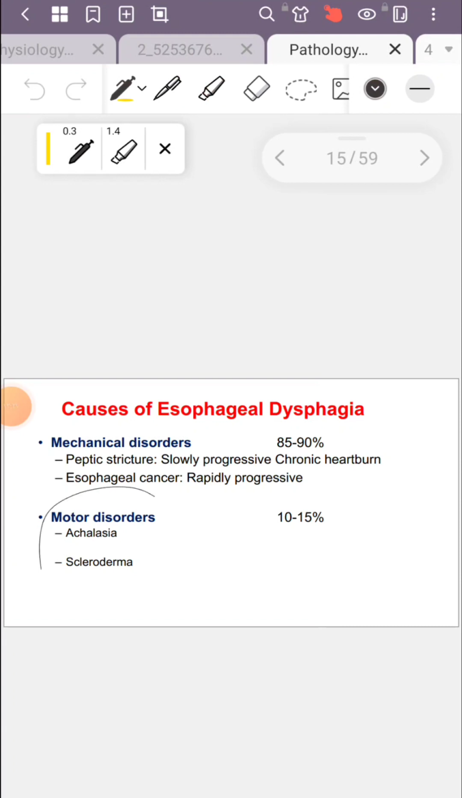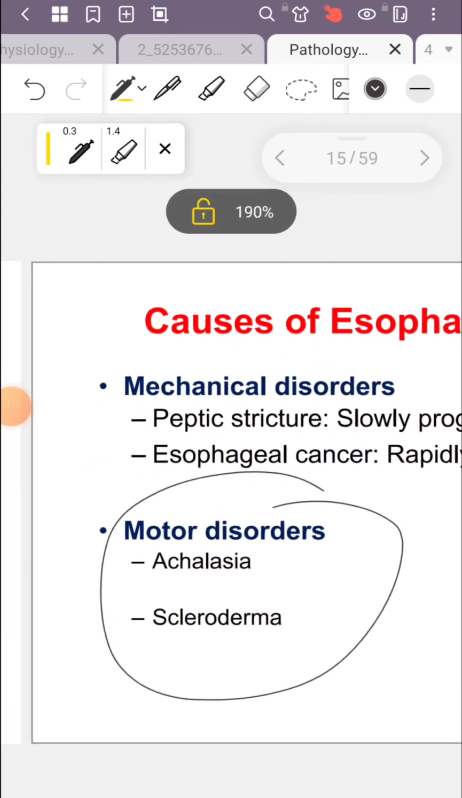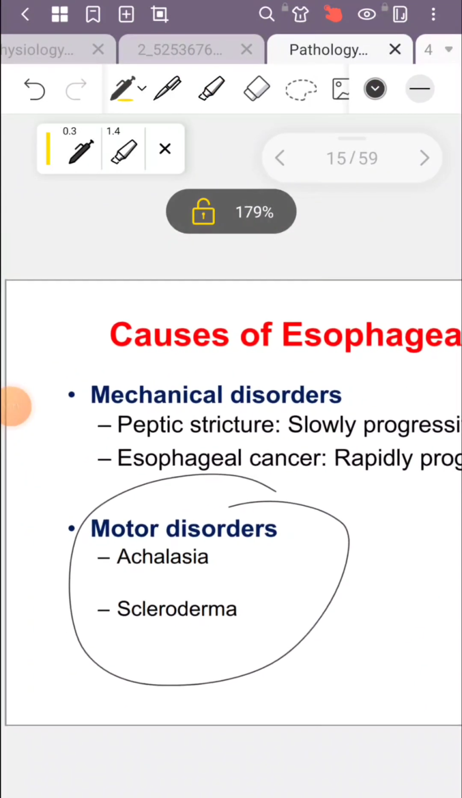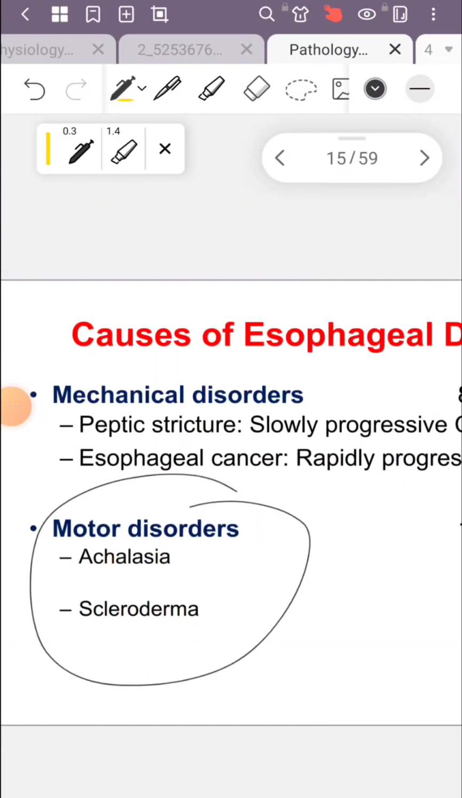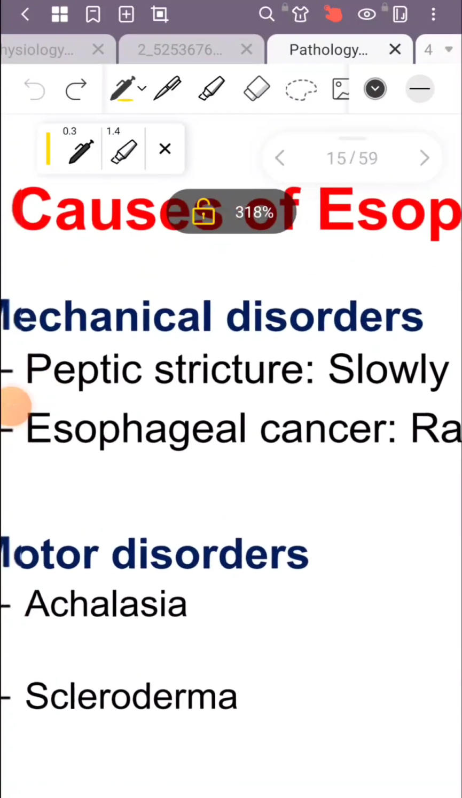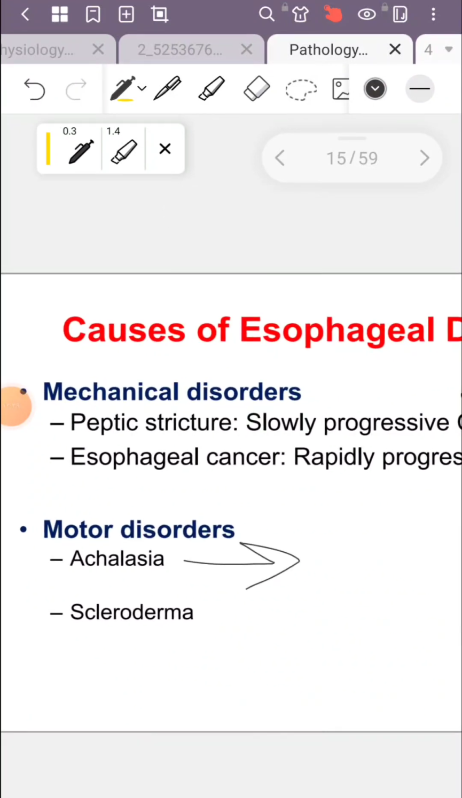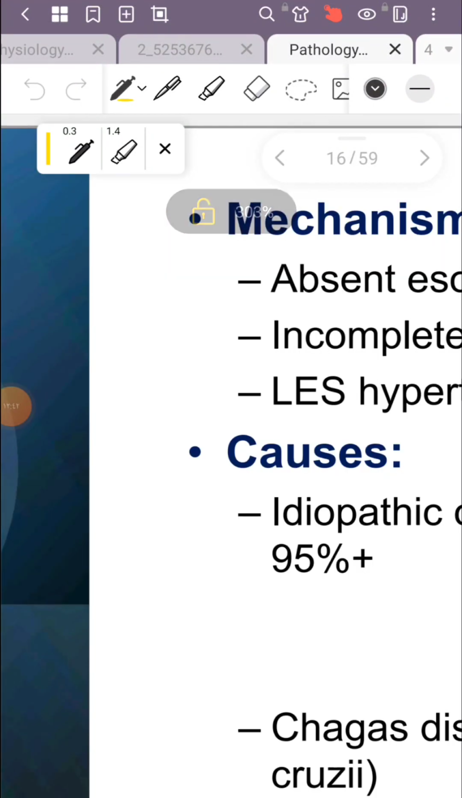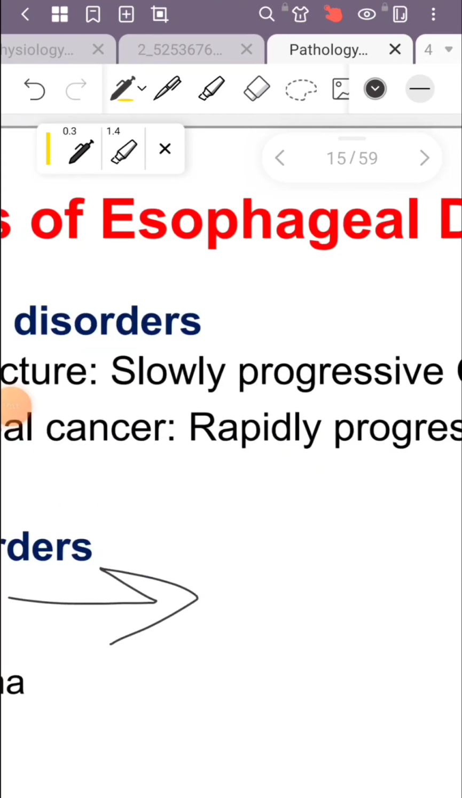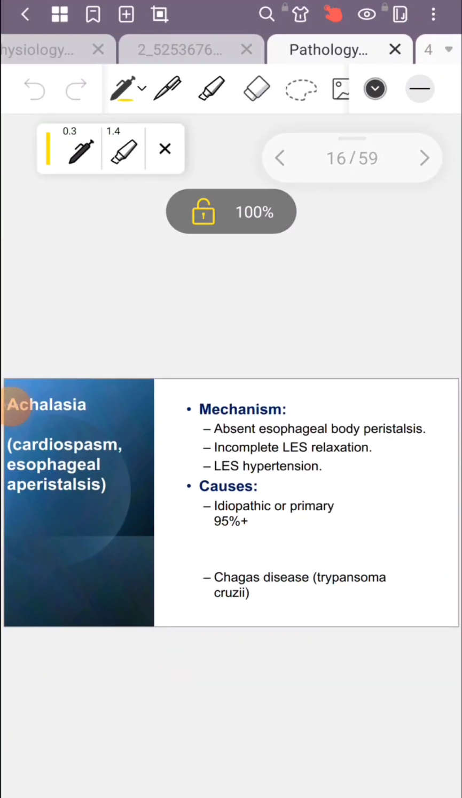Achalasia, guys, achalasia. A means without. Chalasia means relaxation. Achalasia: no esophageal relaxation. As we mentioned, recall the structures of the wall: mucosa, submucosa, muscularis, and serosa. Okay, we said the muscularis propria containing what?